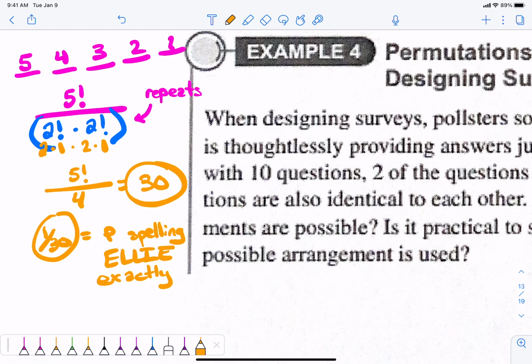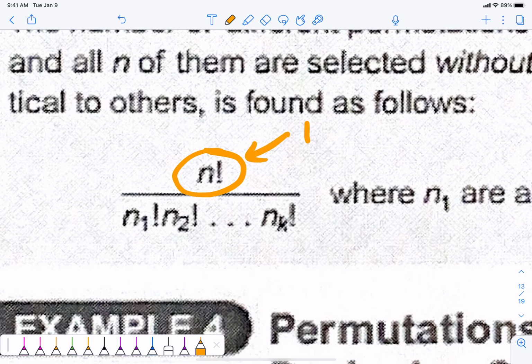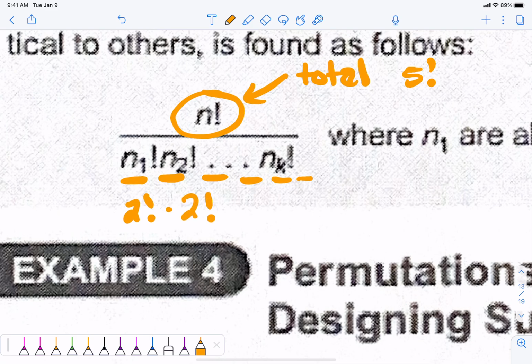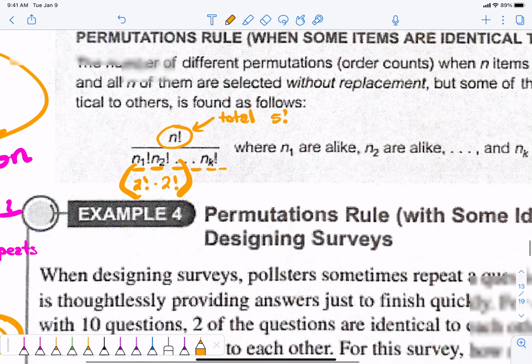Here's the formula that they've done. N factorial, this is the total number. So in our case, we did 5 factorial because that was the total number of letters in Ellie's name. And then they did N1 factorial, N2 factorial, N3 factorial, all the way through for how many letters are repeating. So this was a 2 factorial times another 2 factorial, and we would keep going if she had multiple letters repeat. But we only need to do those 2. Keep in mind, put that in parentheses if your calculator does not do that already.